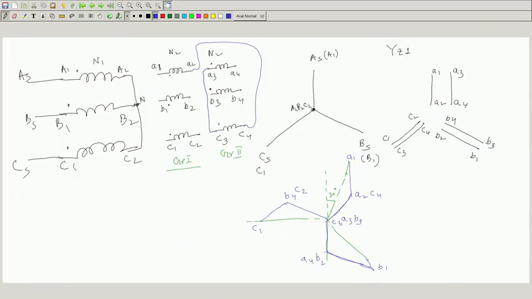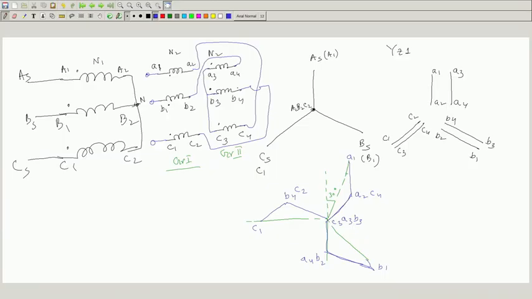I short them, and I connect. So, ones will be the output terminals A1, B1, C1, these will be my output terminals. Then B2 is connected to A4. So, B2 is connected to A4 and C2 is connected to B4. And your connection is over.